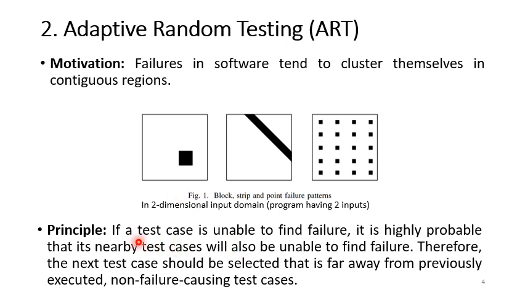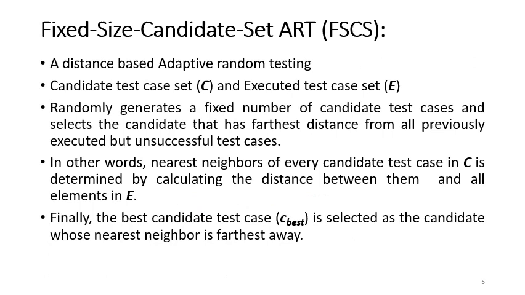ART works on the principle that if a test case is unable to find a failure, it is highly probable that its nearby test cases will also be unable to find a failure. Therefore, the next test case should be selected that is far away from previously executed non-failure-causing test cases. There are several methods of ART developed on many intuitions and observations. One of them is fixed size candidate set, FSCS.